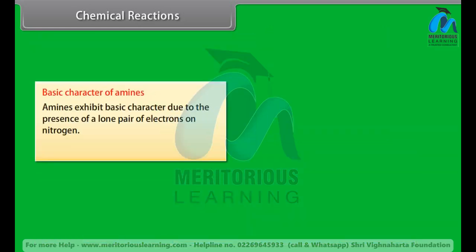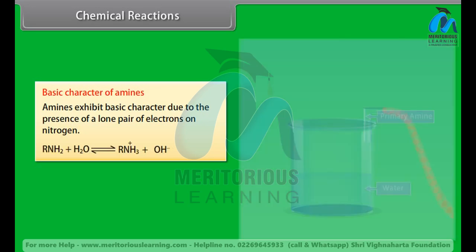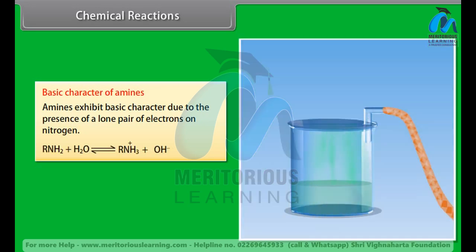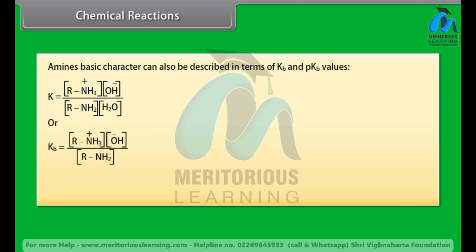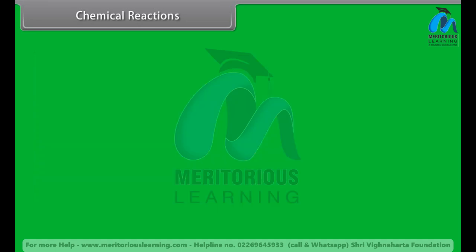Amines exhibit basic character due to the presence of a lone pair of electrons on nitrogen. They are stronger bases than water and are therefore protonated by water in their aqueous solutions. Amines' basic character can also be described in terms of Kb and pKb values. The value of Kb can be written as given, from which the value of Kb can be inferred. Now pKb is equal to the negative logarithm of Kb. A greater Kb value or smaller pKb indicates a stronger base.